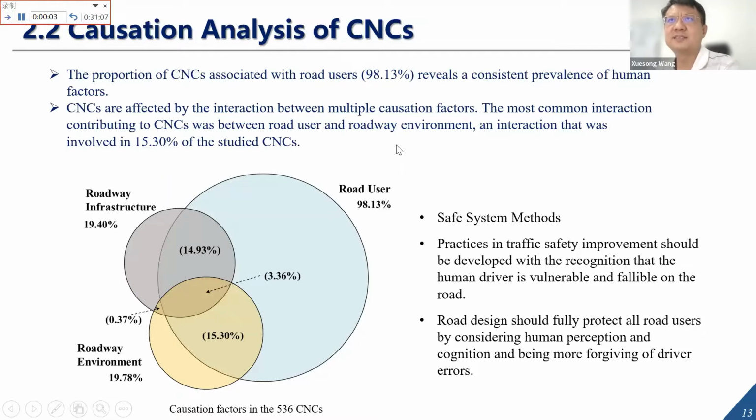The proportion of the CNCs associated with road users is about 98%, which reveals a consistent prevalence of human factors. And the CNCs are affected by the interaction between multiple cognition factors. The most common interaction contributing to CNCs was between road users and the roadway environment, and this interaction was involved in 50% of studied CNCs. This is the main figures of the CNC analysis we conducted.